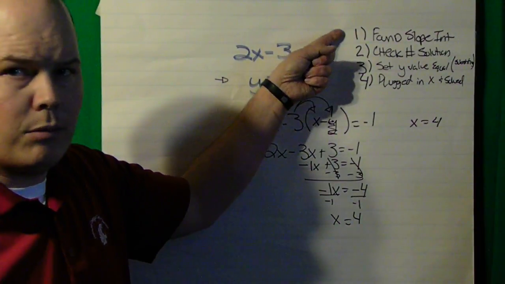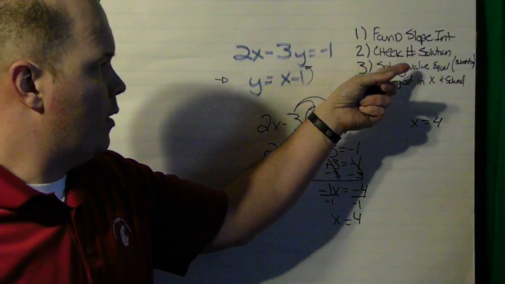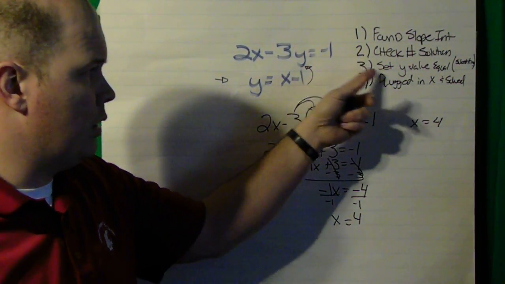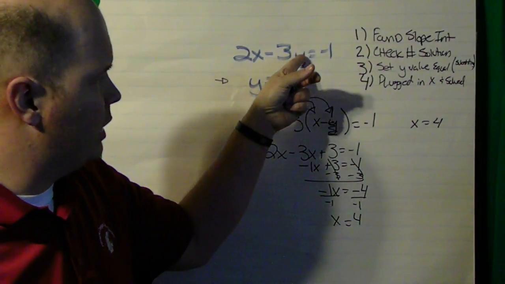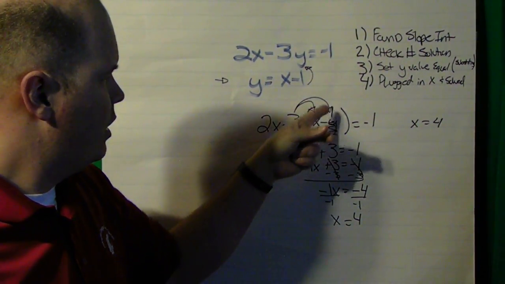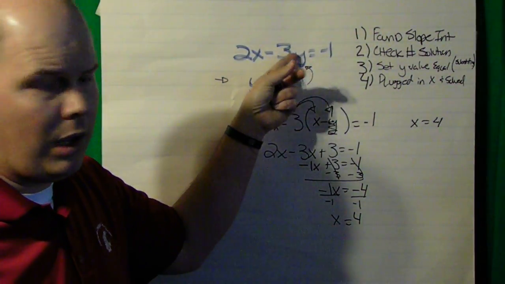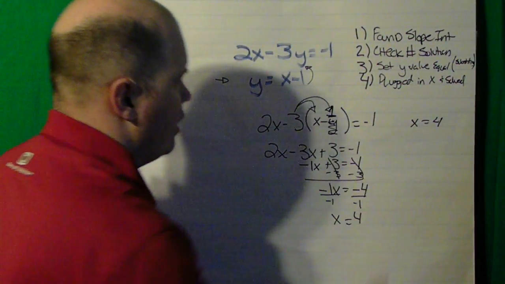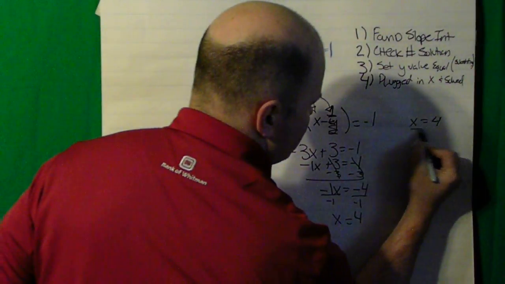So now I've found my slope-intercept right here, slope-intercept form. I checked my number of solutions. I predicted there was only going to be one solution, so there we go. I set the y value equal, so I took this y value and I plugged it into that part of the equation. So this was 2x minus 3 parentheses, because that's where that y was, and I plugged in x minus 1 here. Okay? And then I just solved for x, where I got x equals 4.